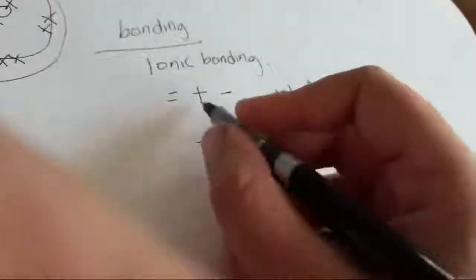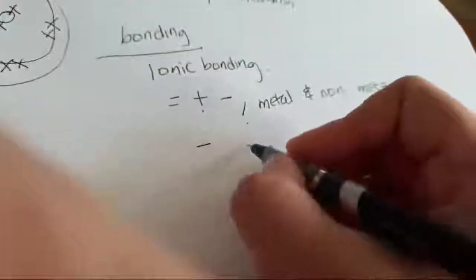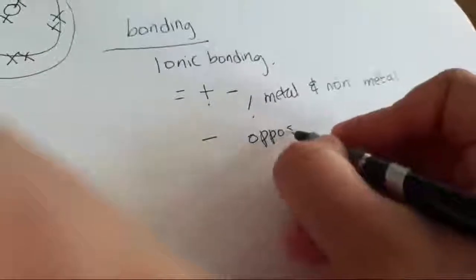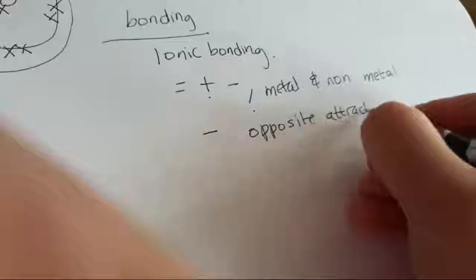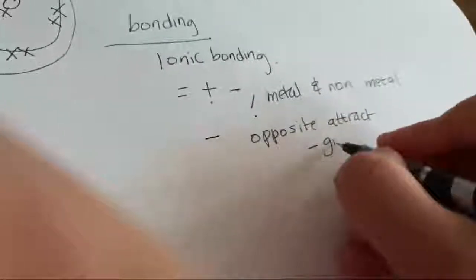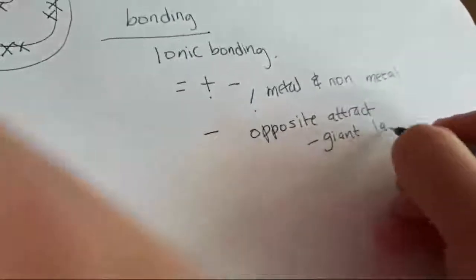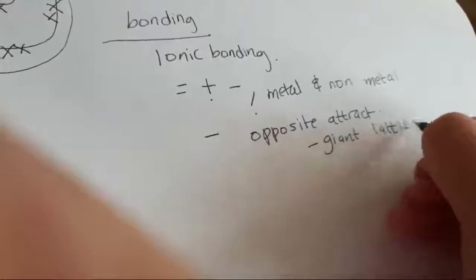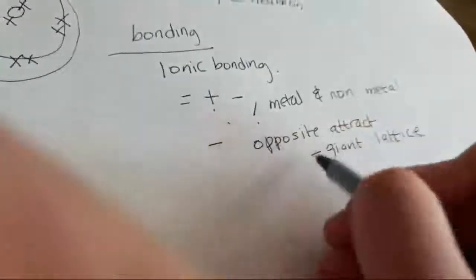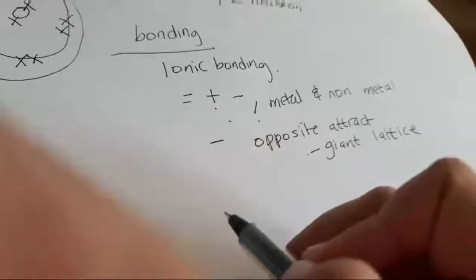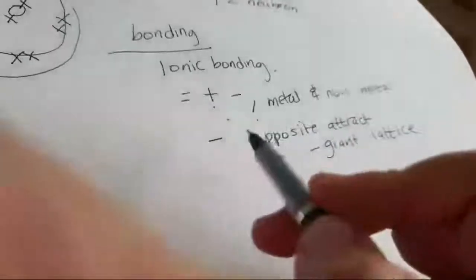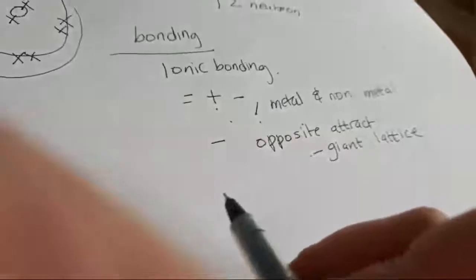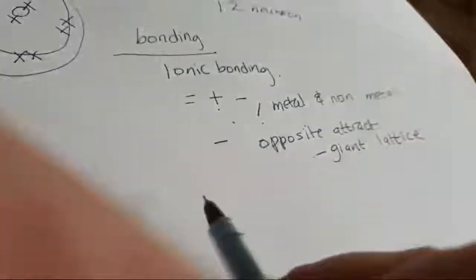So there's always a positive charge, a negative charge, opposites attract, and then it's a giant lattice. So these 4 definitions you need to know about ionic bonding. This is like a 5-6 mark question, so you just need to write this down. You could look at the mark scheme, the answer will be exactly the same.